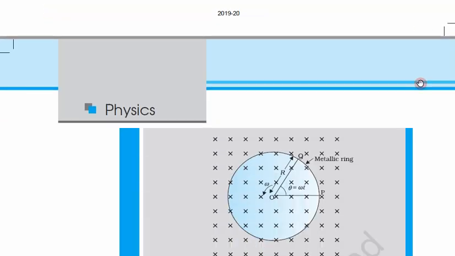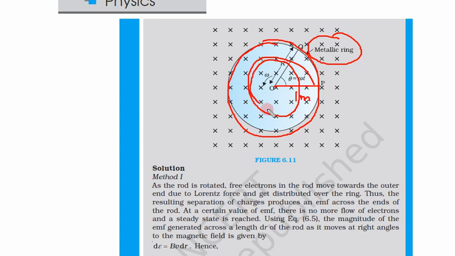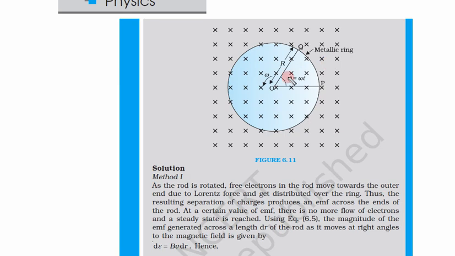What is happening here? In this diagram we have a metallic rod. The outer area is the metallic ring, and this is our rod. The length of this rod is 1 meter, which is already given. Now, what is this metallic rod doing? This metallic rod is moving with a frequency of 50 revolutions per second.